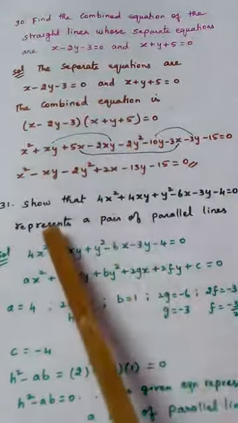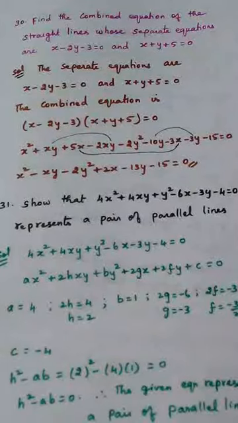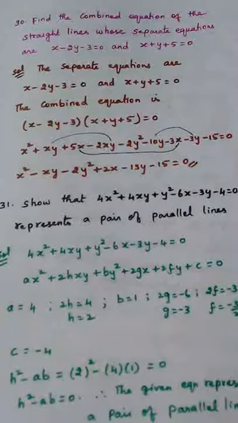So immediately we should go for the theoretical part. What is the theoretical part that we have seen? If an equation represents a pair of straight lines, and if those lines are parallel, then the condition is given by h square minus ab should be equal to 0. That is the condition that we know. H square minus ab should be equal to 0.